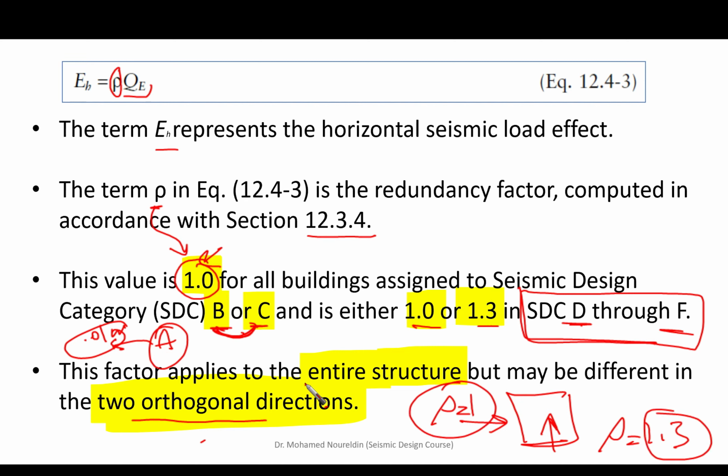Take care of this word, entire structure. Do not be confused between the redundancy factor and the overstrength factor. They are totally different. Redundancy is used for the entire structure, for the lateral load resisting elements. Overstrength is for specific loading or specific elements in the structure that we need to work elastically. Redundancy is the street analogy that I explained in the previous video. Please revisit it, with the streets and number of streets, and you are going to understand the philosophy behind redundancy.